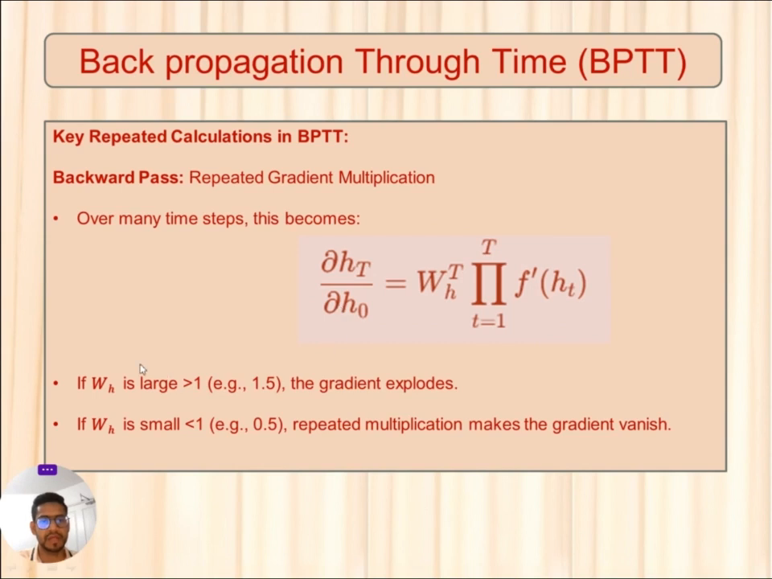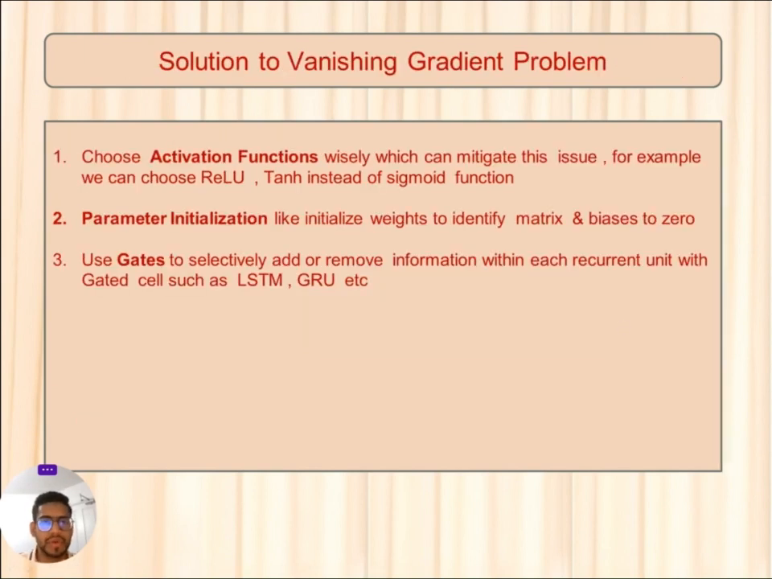Ultimately, if the weight is large, then we will face the exploding gradient problem. But the main problem we are facing is that if the weight is small, less than 1, then the repeated multiplication makes the gradient totally vanish. What is the solution to the vanishing gradient problem?